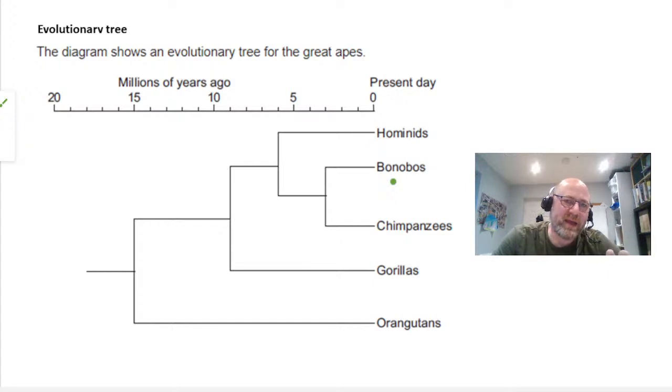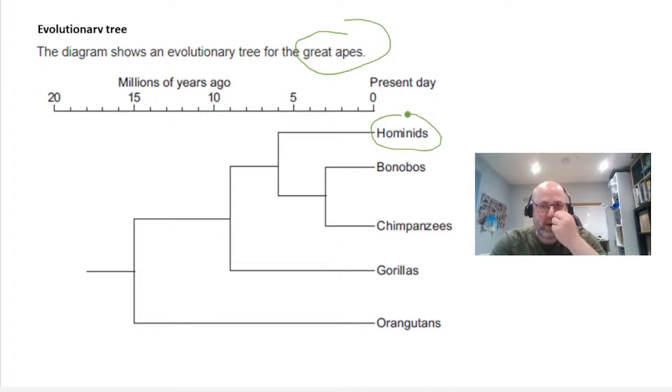Last thing here, this is an evolutionary tree for the great apes. We belong over here, by the way. We're hominid. That's either our order or family, I can't remember which one, but we're in there. So what do you need to know about evolutionary trees? I'm going to ask you a couple of questions and see who is on it. If you're doing AQA, you've got to know the evolutionary tree.